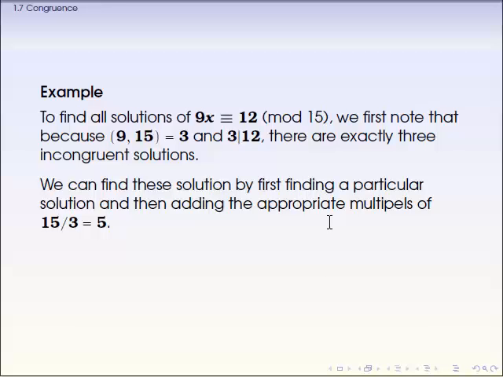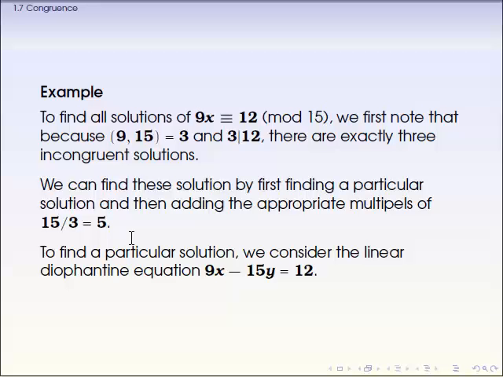First, we need to find a specific solution, and then add the appropriate multiples of 5. Where does it come from? From dividing the modulus by the greatest common divisor of 9 and 15, which is 3. Please keep this in mind.